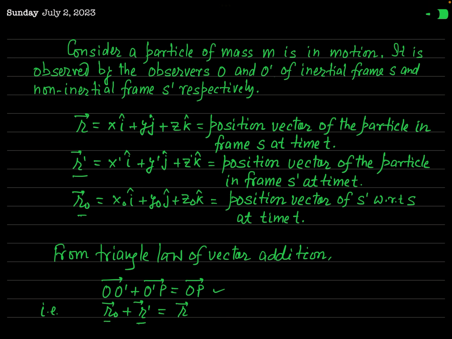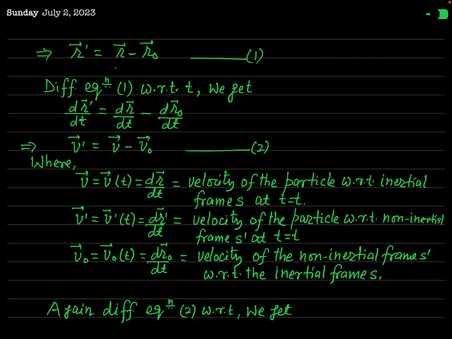This R prime will be what? This will be simply R minus R naught. You can see R prime is R minus R naught. So this is the relation between all these three position vectors.